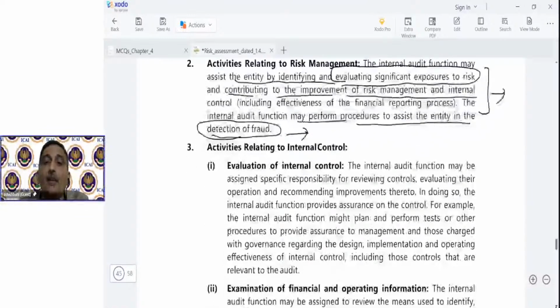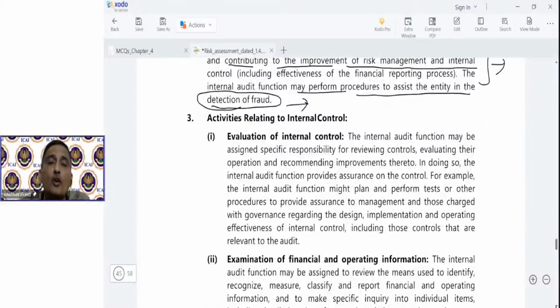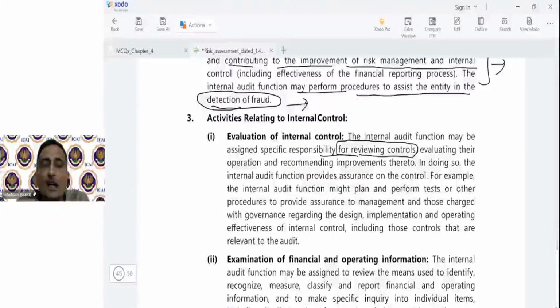Activities relating to internal control. So what does he perform in relation to internal control? The internal audit function may be assigned specific responsibility for reviewing controls. That is his job anyway. So whatever internal control evaluation is, it falls within his function, because it ultimately helps in strengthening the system of the company, evaluating their operation and recommending improvements there too.